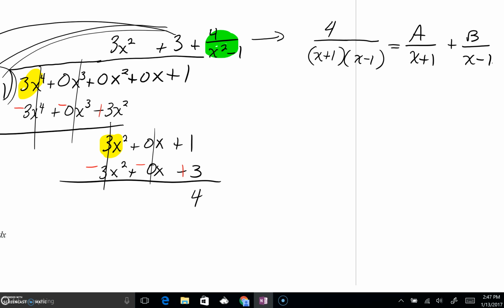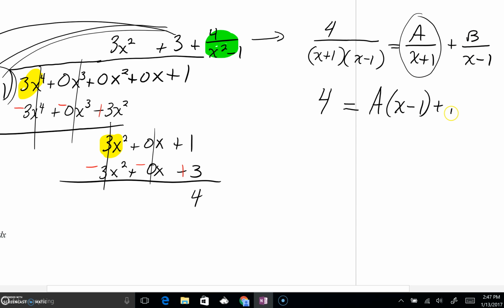And now we can just continue to break this down. I hope we're getting more comfortable with a way to break this all down. If I multiply through by the least common denominator, what would my left side be? A 4. How about the A over x plus 1? When I multiply that by the LCD, what would I have? A times x minus 1. My x plus 1 would cancel out. And then my last term would just be what? B times x plus 1. I would get the x minus 1s to cancel out.